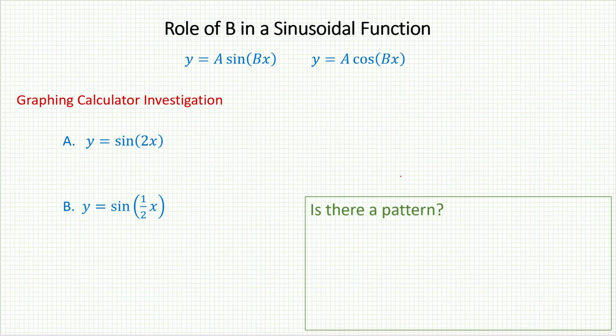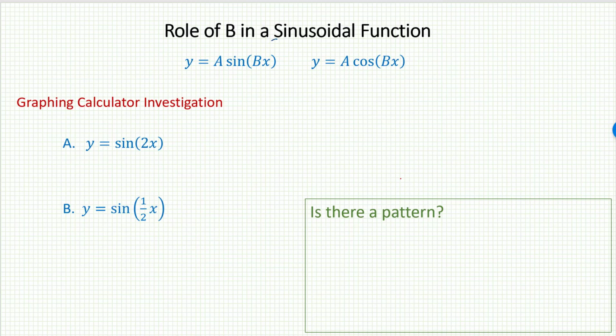Role of b in a sinusoidal function. So we've figured out what happens when you have a multiplying number on the outside of the function. What if I take a number, though, and multiply it by the x on the inside? What effect will that have on the graph of the function?